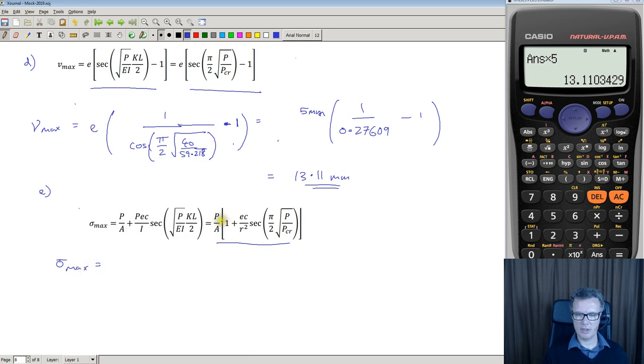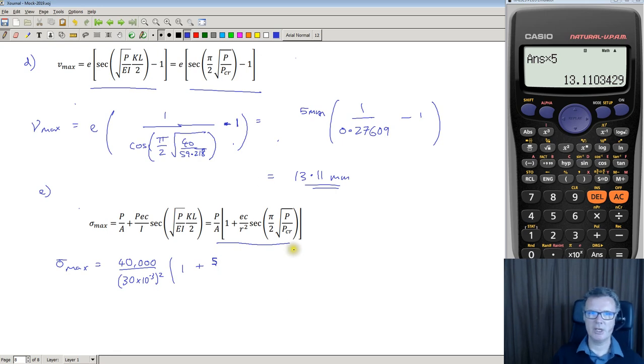Max. So this is the applied load. Let's put that all in SI units. So 40,000 divided by the cross-sectional area, which will be 30 times 10 to the minus 3 squared. So that's my area. And then we've got 1 plus, what's e? Here we could work in millimeters, millimeters divided by millimeters, so I think I'll do that. So we've got e is 5 millimeters.